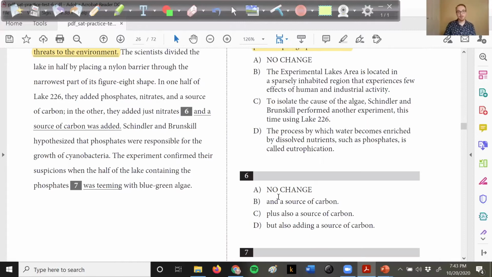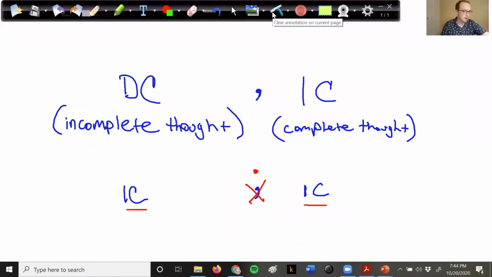Either no change, or "and a source of carbon," plus also a source of carbon, but also adding a source of carbon. I think we're being tested on which one is most concise. Once again, those are another way to categorize the questions, and I would recommend you write this down. This is also some helpful information.